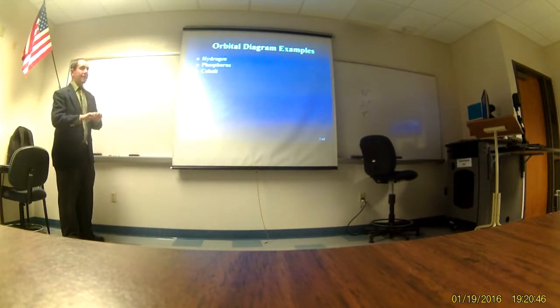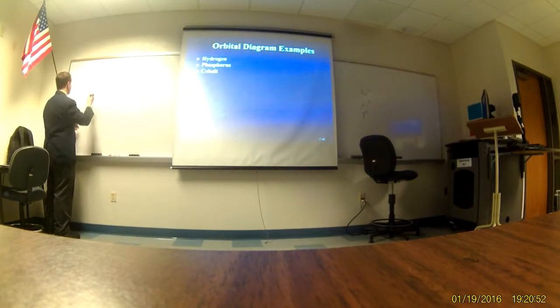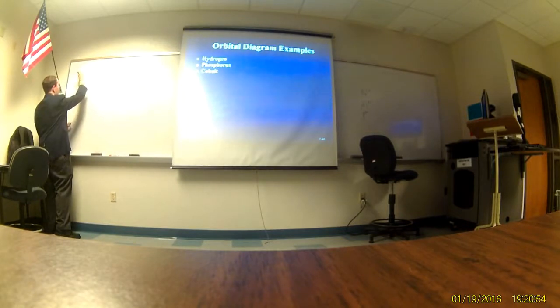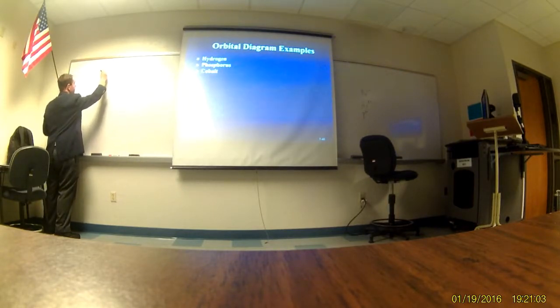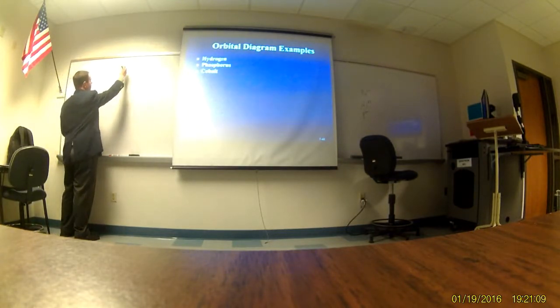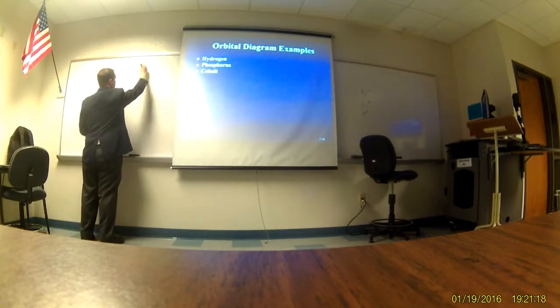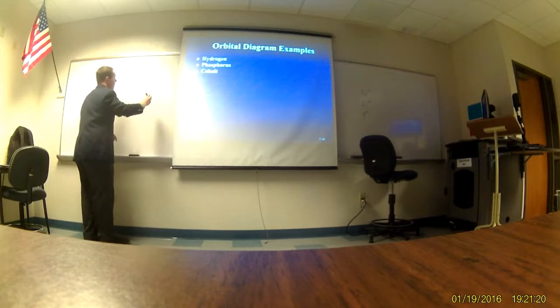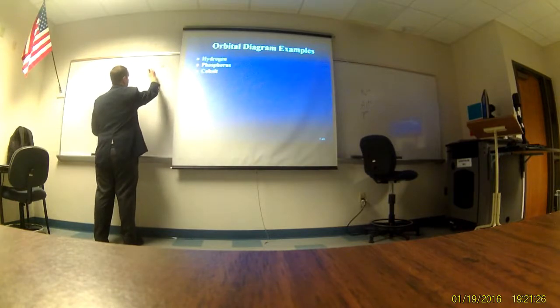Okay? So, how many electrons are in cobalt? 27. So we're going to put cobalt. What's my first orbital? 1s. It's one box. Then what? 2s. One box. Then what? 2p, 3 boxes. Now what? 3s, one box. Then 3p, 3 boxes. Then what? 4s, 1 box. Then what? 3d, 5 boxes.